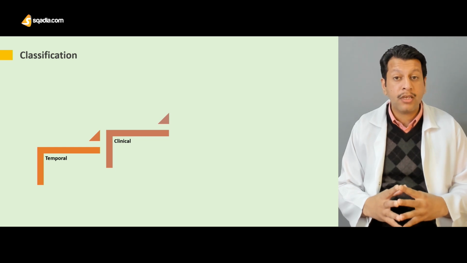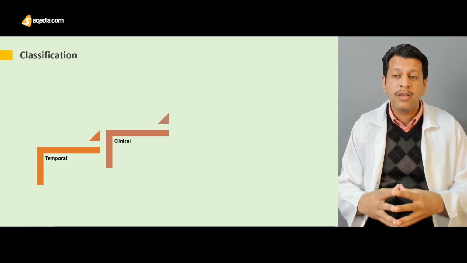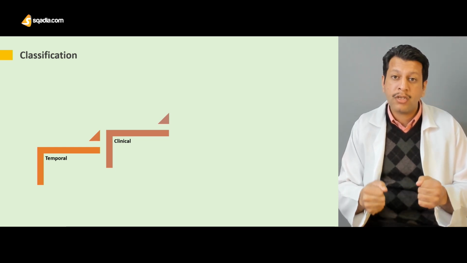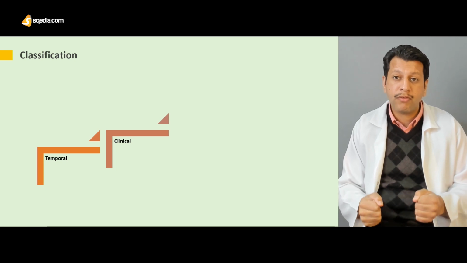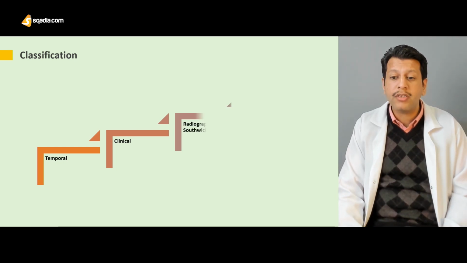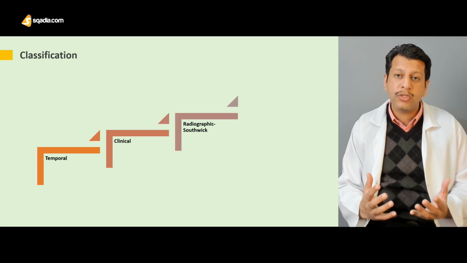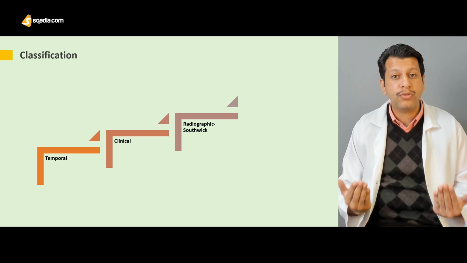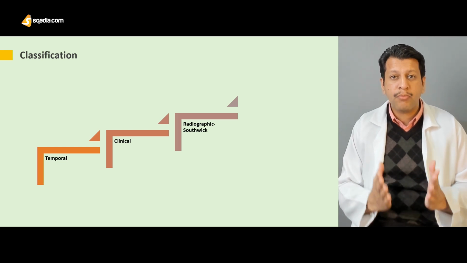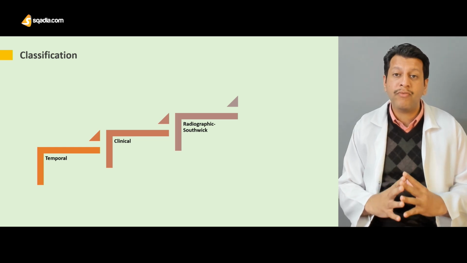If the patient comes and says that I'm unable to bear weight, even if I use a cane or crutches, I'm still not able to bear weight due to the pain of my hip joint, then most likely this is an unstable slip. Another form of classification is the radiographic Southwick angle. As I've already told you, you get frog leg lateral views of both sides, and normally in the frog leg lateral view, the slip should be around 10 to 12 degrees. This is a normal value.